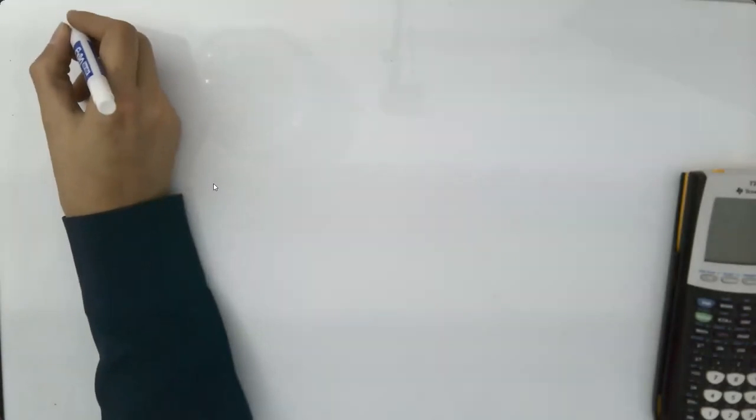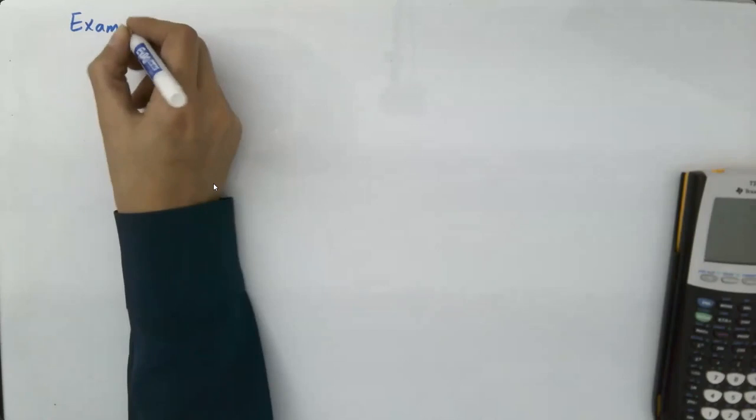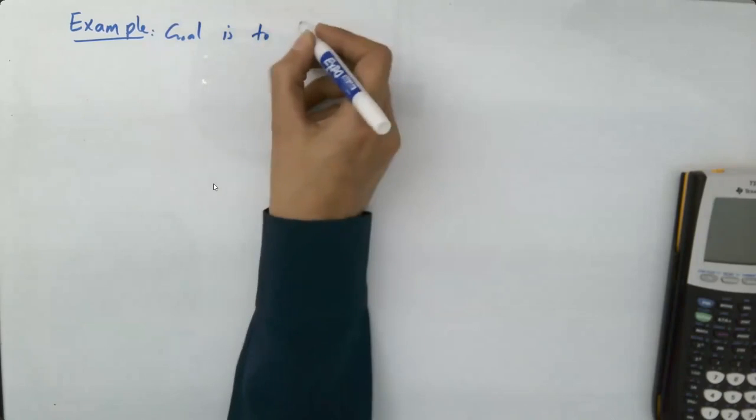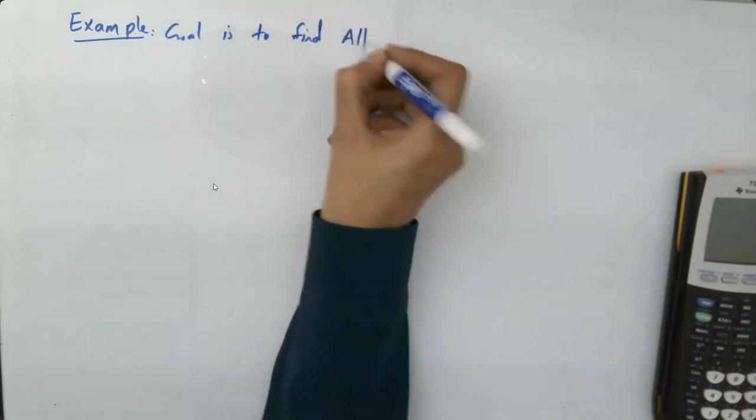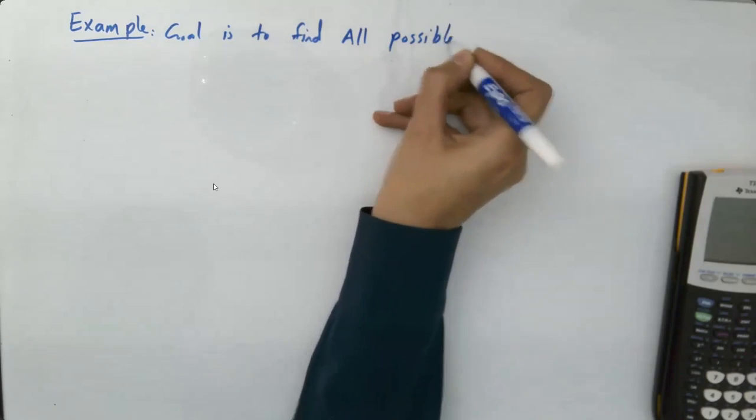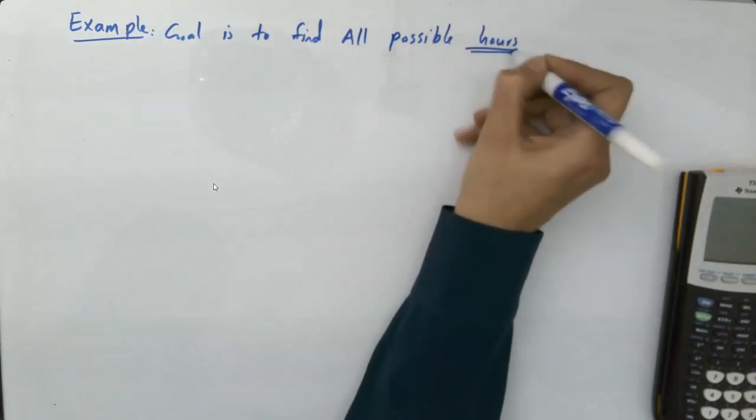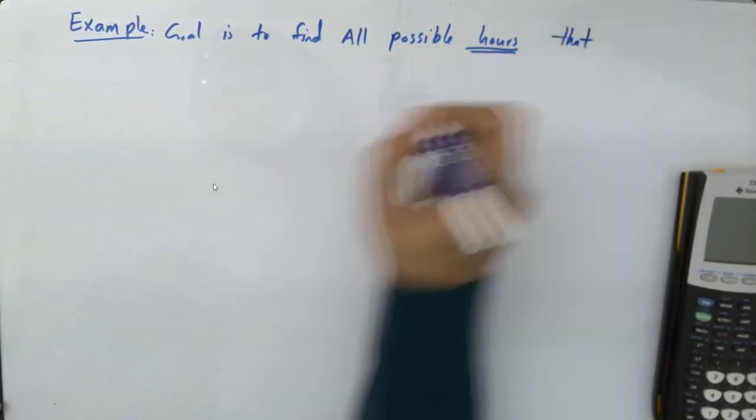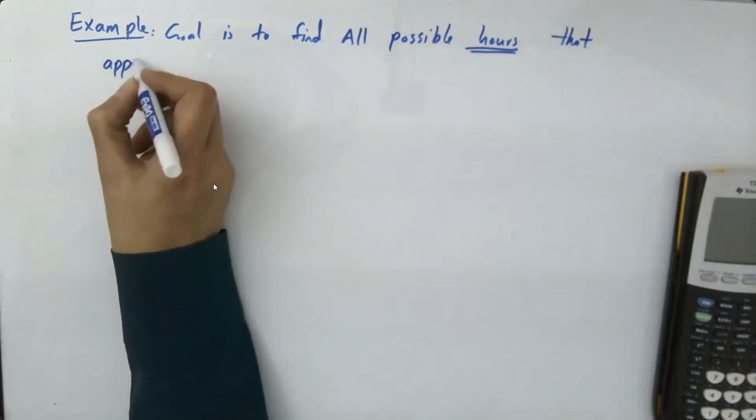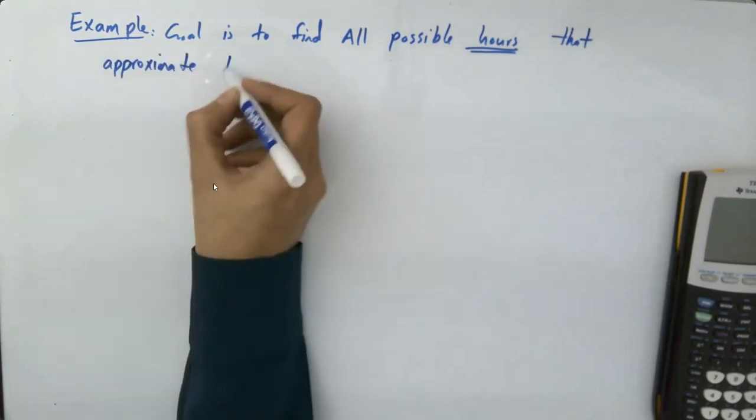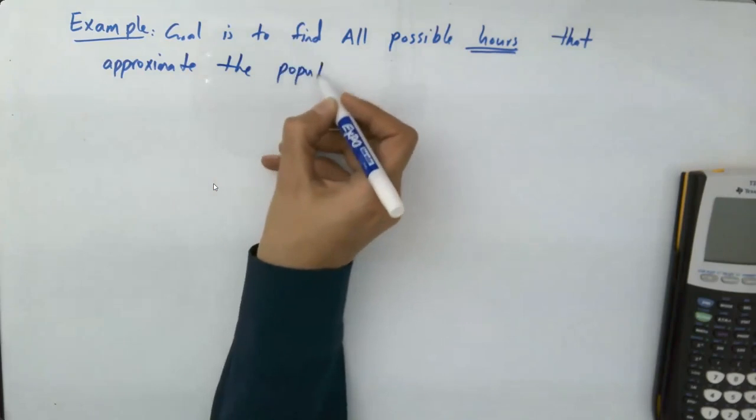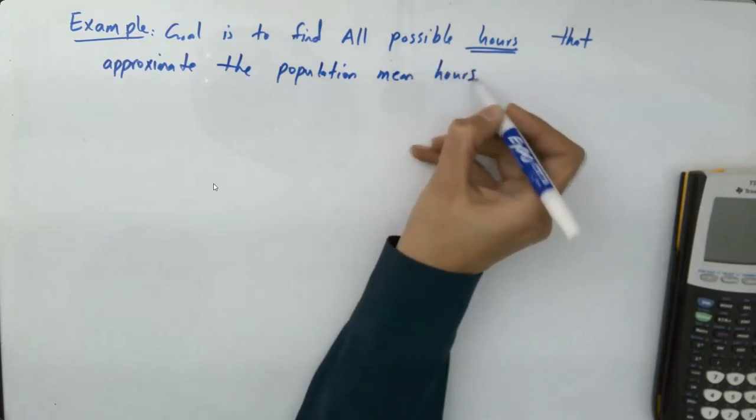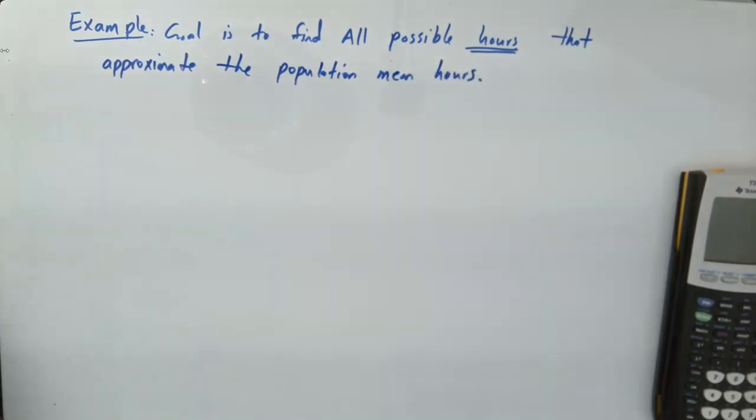So this is our goal. This is in this example. Our goal is to find all possible hours that approximate the population mean hours. Okay, this is our goal, everybody.